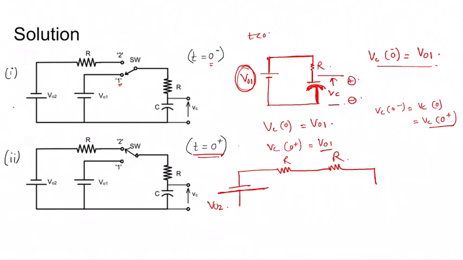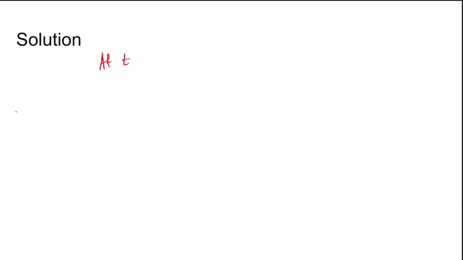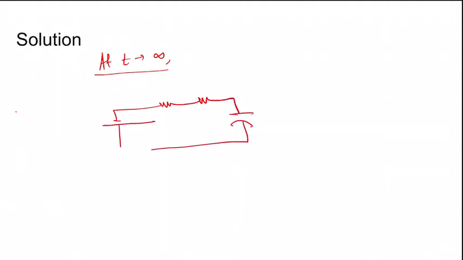So the initial voltage across this capacitor is V01, which will be modeled as a DC voltage source V01 in series with the capacitor. Now this voltage source V02 has a polarity like this, plus and minus. Now for t equal to 0 plus, the circuit can be modeled like this. At t tending to infinity, the equivalent circuit is like this: two resistors and then the capacitor, and the initial voltage across the capacitor was V01.